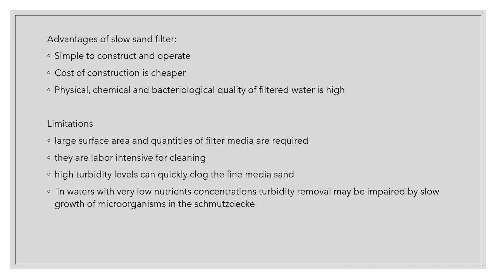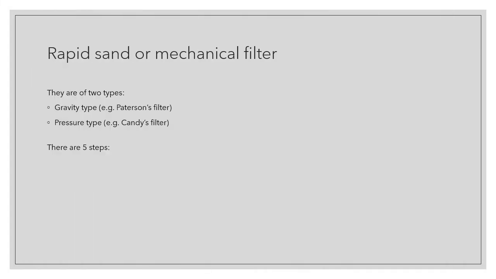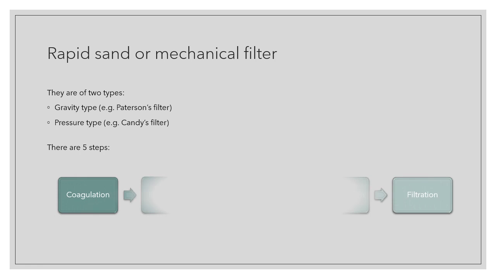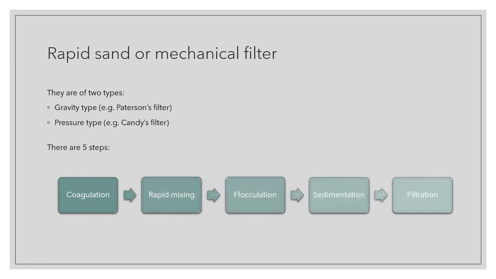This is all in comparison to the next filter that we're going to talk about, which is the rapid sand or mechanical filter. There are two types, the gravity type, example Paterson's filter, and the pressure type, example Candy's filter. And we're going to talk about the 5 main steps that rapid sand encompasses, and this is coagulation, rapid mixing, flocculation, sedimentation, and filtration. We're going to go over each of these one by one.